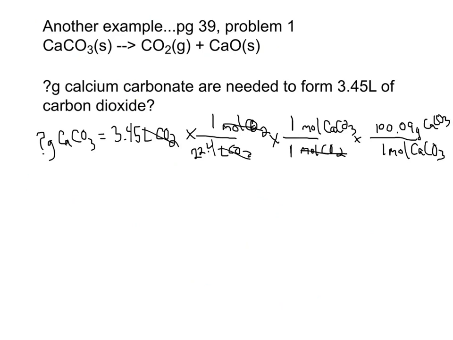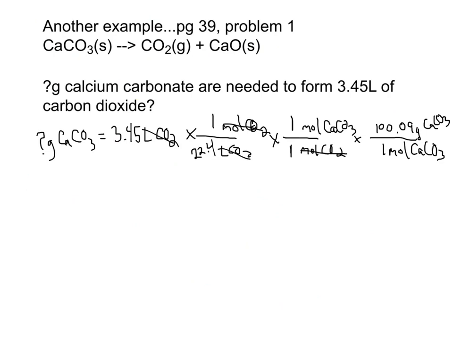Okay, so there's our math. It's all set up for us. 3.45 divided by 22.4. The ones are going to cancel out, so we just take this divided by this and we multiply it by 100.09. So I'm going to pause it and work out the answer, and you do the same, and we'll see how we make out.